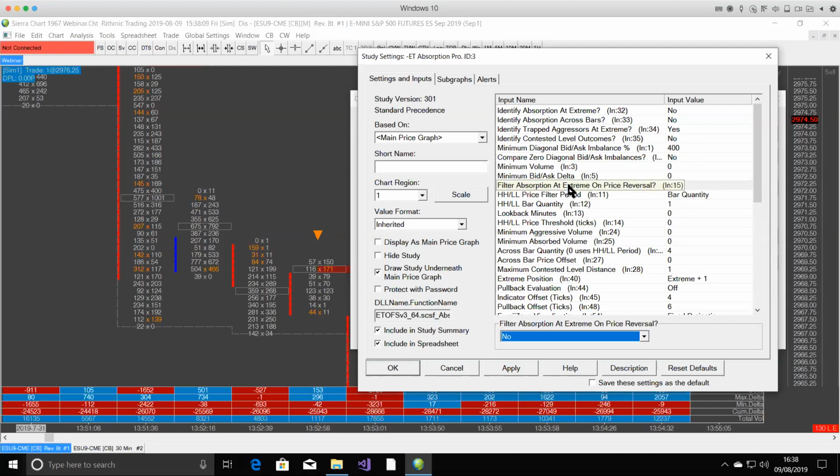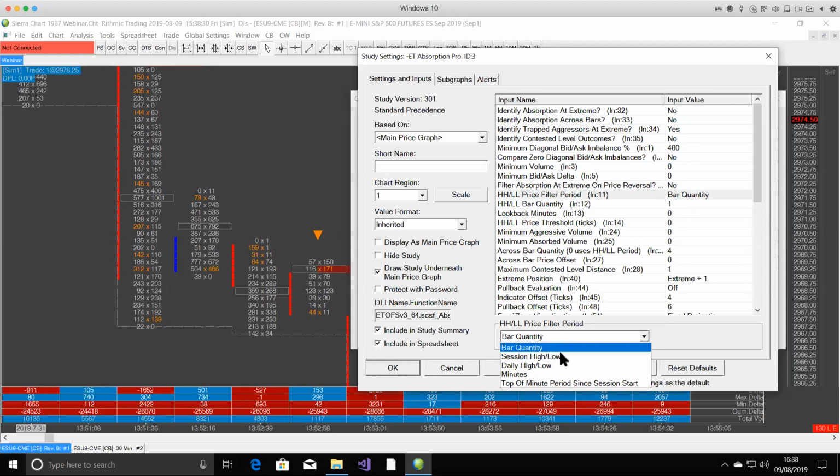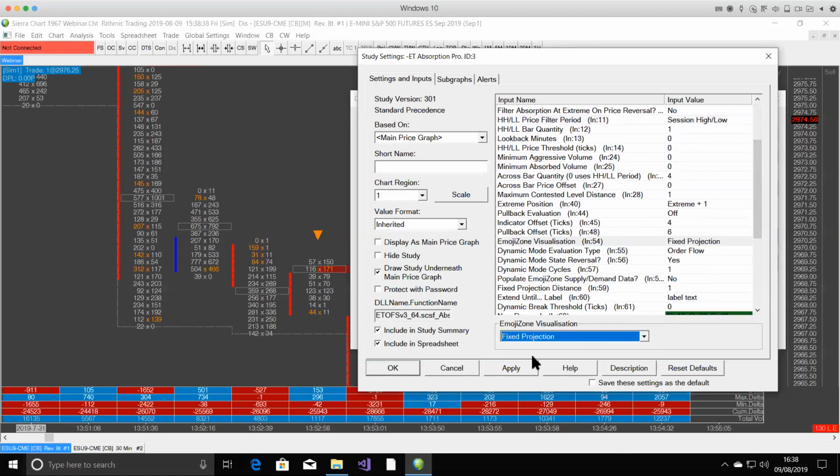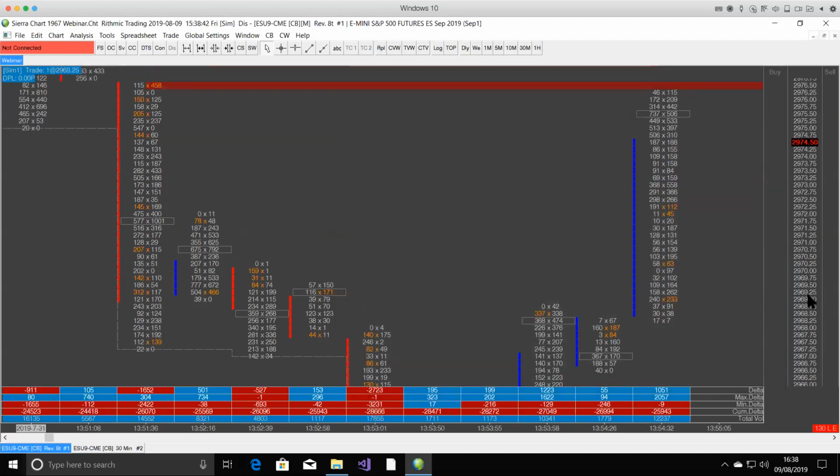We can determine whether we filter this based upon, sorry, that's absorption extreme, I'm talking rubbish. For trapped aggressors, we always consider aggressive trading at the wrong end of the candle. So on a down candle, have we got aggressive buyers at the wrong end? But what's most interesting is we don't see this in every candle. We want to see this either on a periodic look back or somewhere contextual. So if we use again session high or low, one of my favorites, and we will use zone dynamic mode so we can track the history. Let's see what we find now.